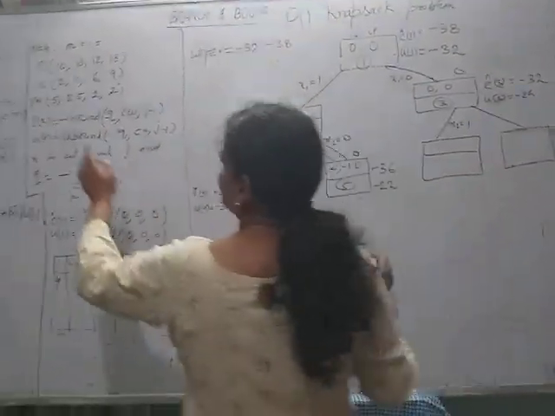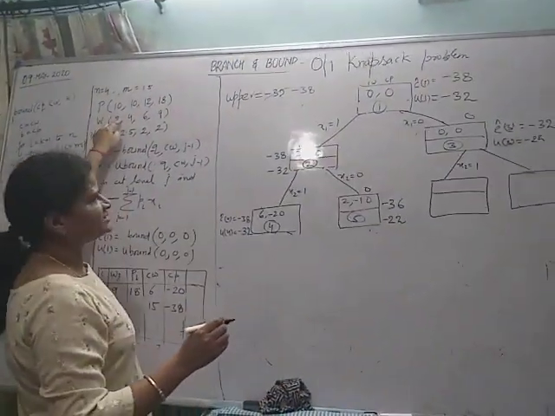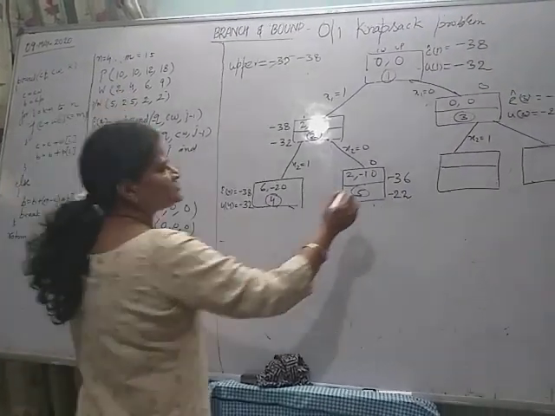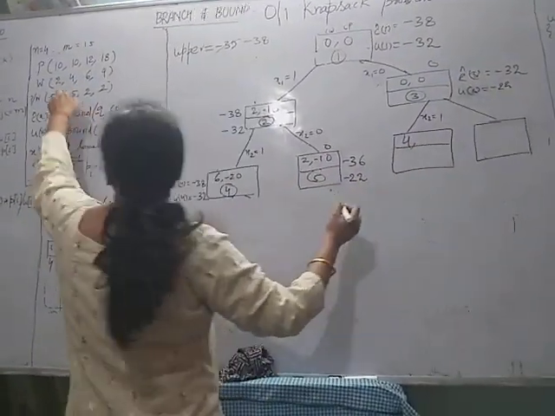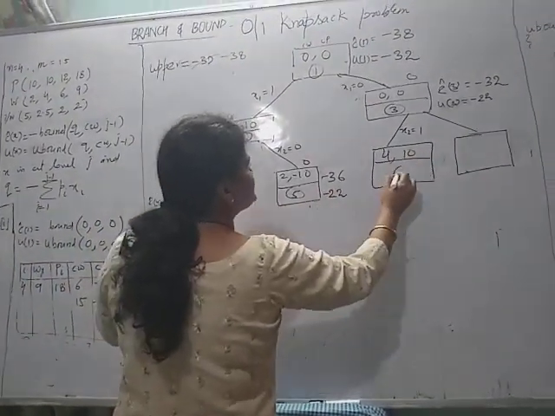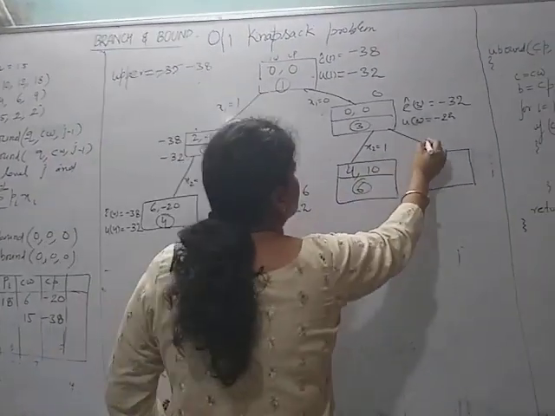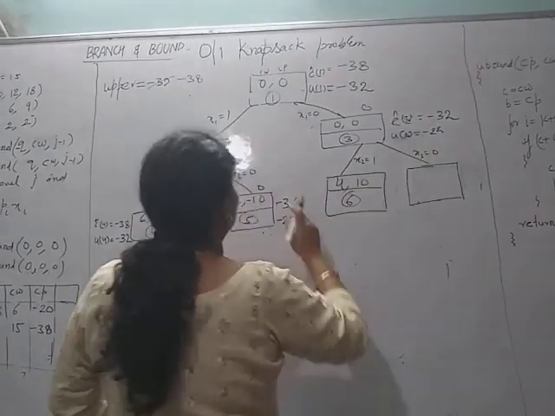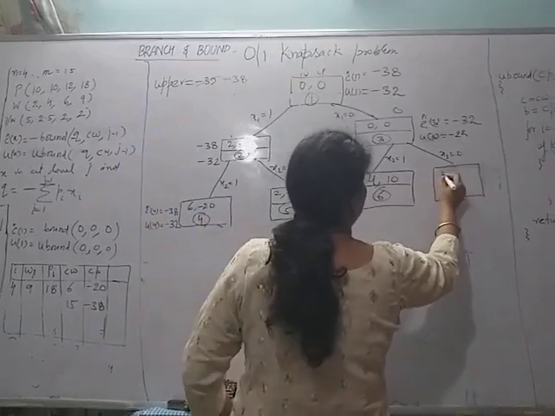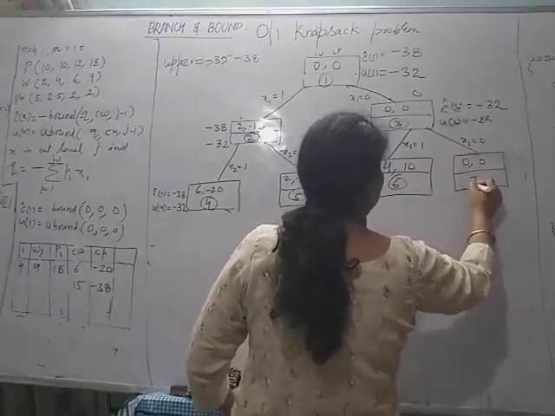So the first weight is excluded and the second weight is added. So 4 is the current weight and 10 the profit, and this node numbering is 4, 5, 6. And here X1 equal to 0, X2 equal to 0, so simply 0 and 0 and 7.